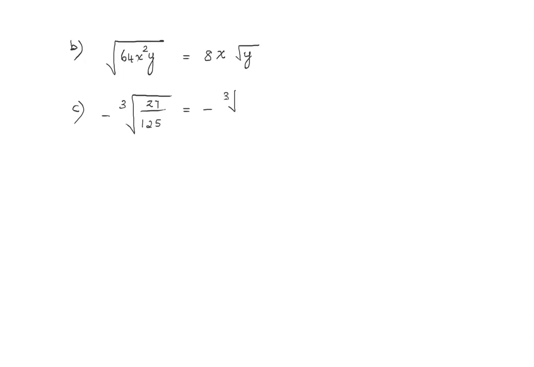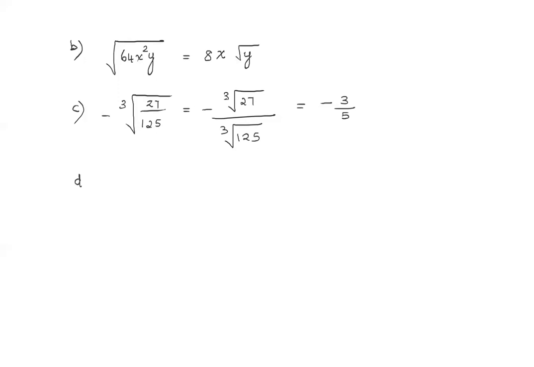And b, I have square root of 64 x squared y. Square root of 64 is 8, square root of x squared is x, and then only y stays inside. And c, I have negative cube root of 27 over 125. So it's going to be negative cube root of 27 over cube root of 125. That is going to be negative 3/5.